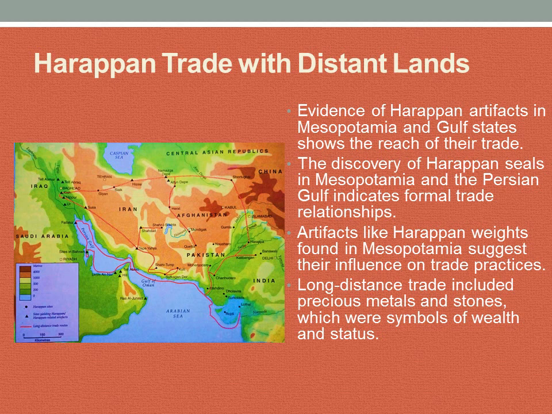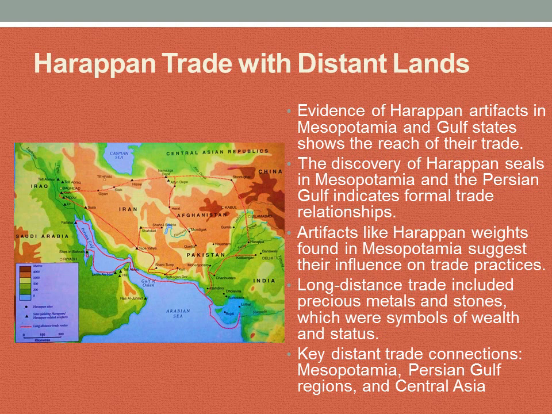Long distance trade included precious metals and stones, which were symbols of wealth and status. So, precious stones and metals are symbols of luxury and status, and from the archaeological evidence we understand that these were highly valued in other parts of the then modern world.